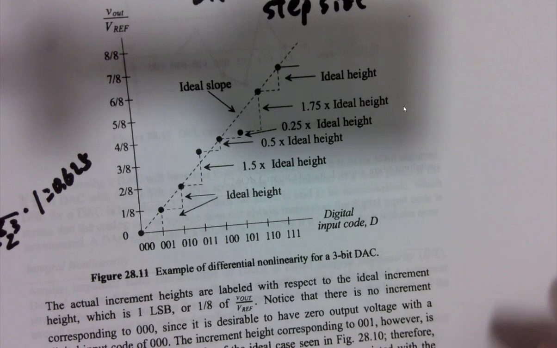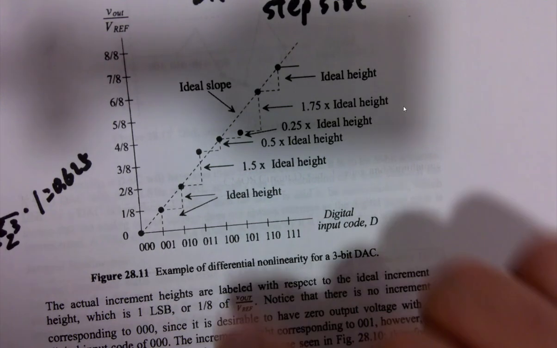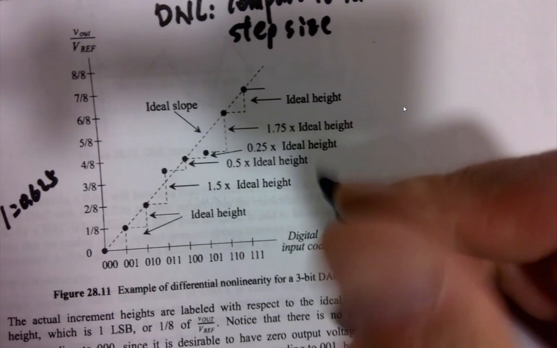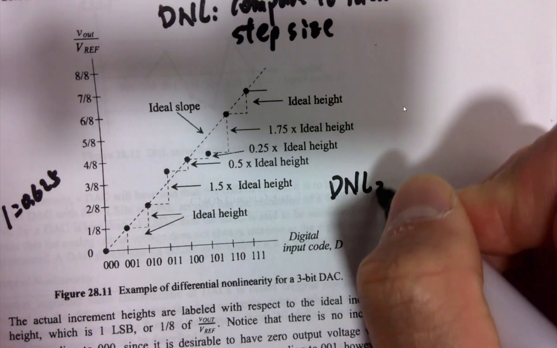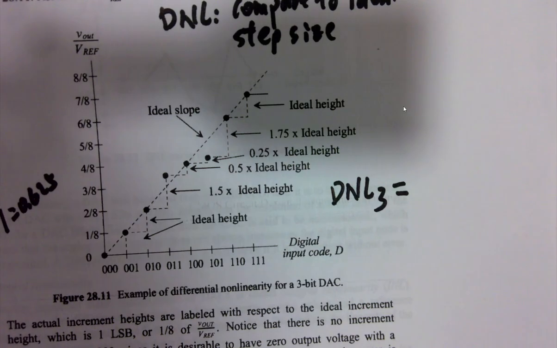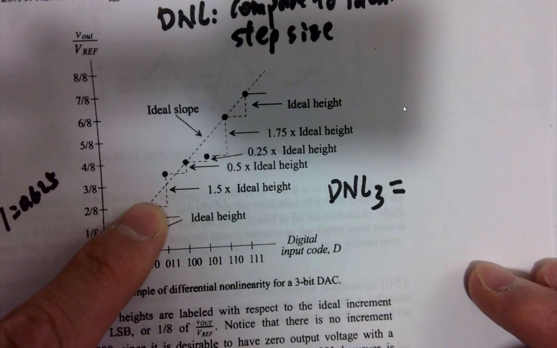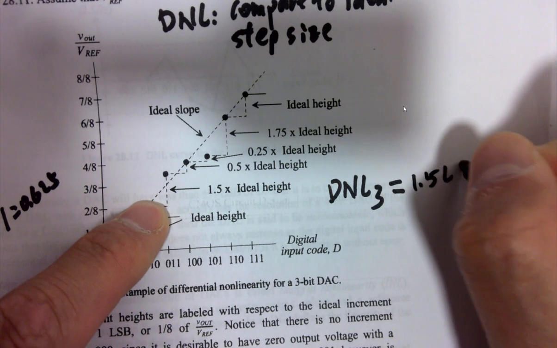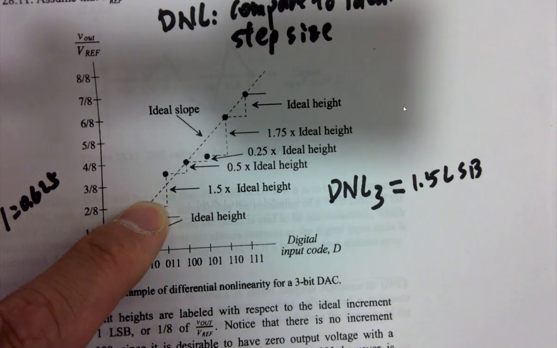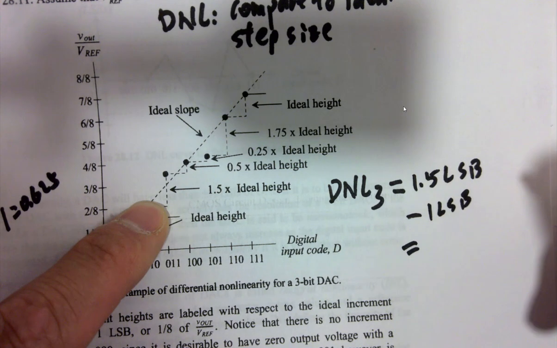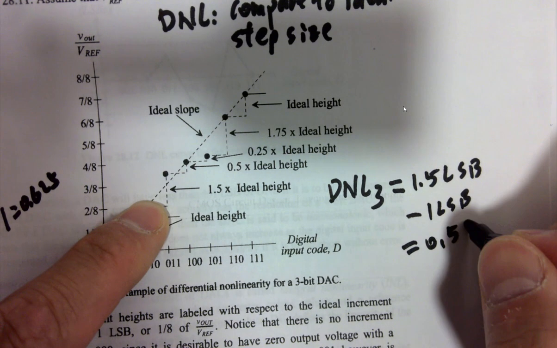Let's take one example over here. 0, 1, 1 is the number 3. So at that point we can call it DNL 3. DNL 3 is the actual step size. You can see it's 1.5 LSB. What's the ideal step size? Definitely 1 LSB. So your DNL3 is 0.5 LSB.